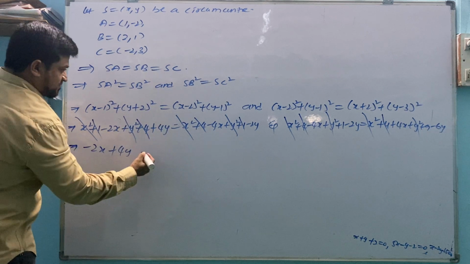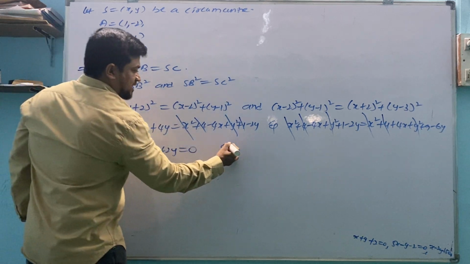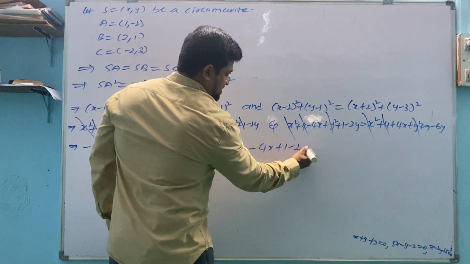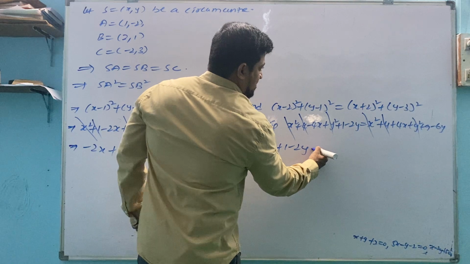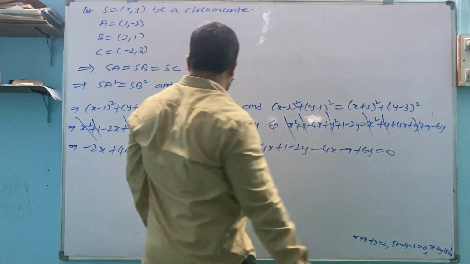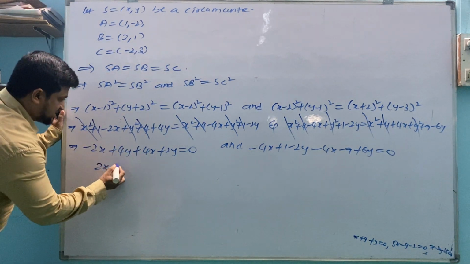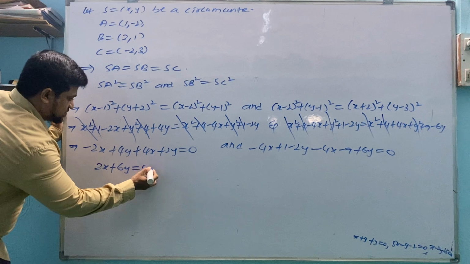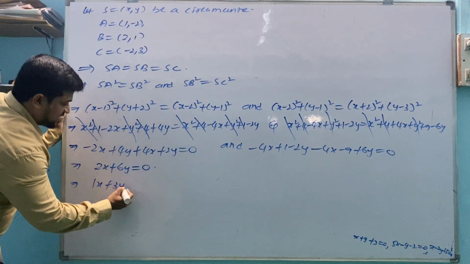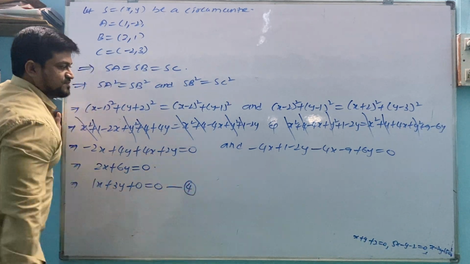Then take that sign to the left side: plus 4x plus 2y, and minus 4x plus 1 minus 2y, minus 4x minus 9 plus 6y equals 0. This gives 2x plus 6y equals 0. If we divide by 2, x plus 3y equals 0. Equation 4 we can say.